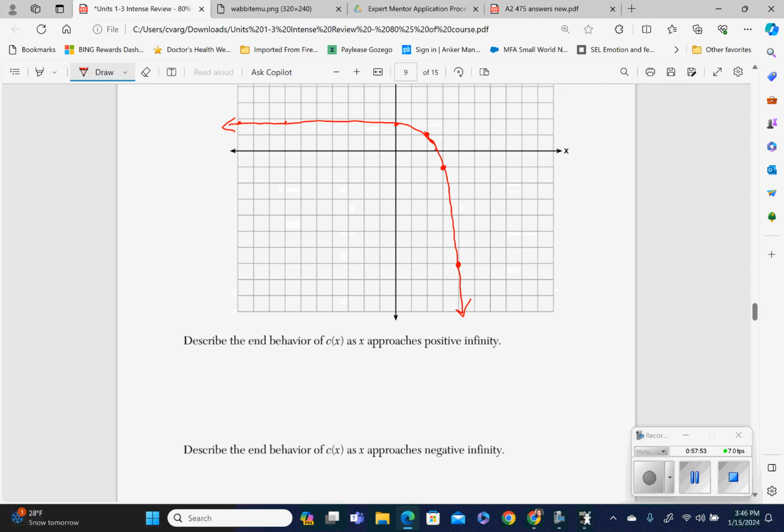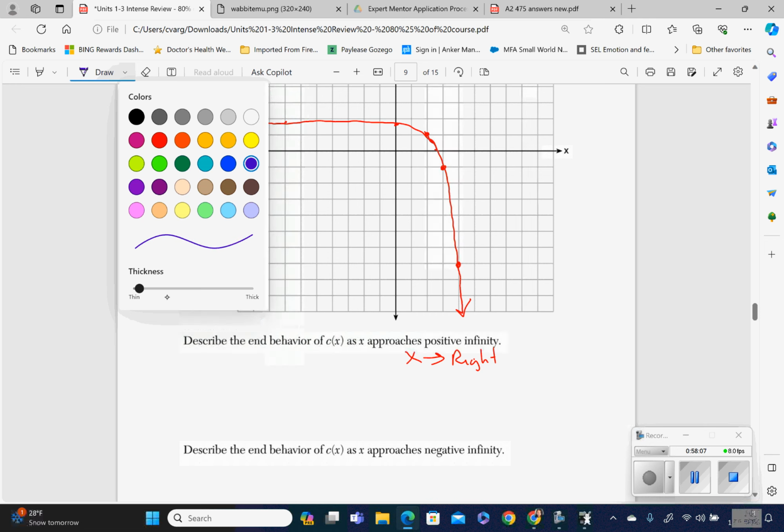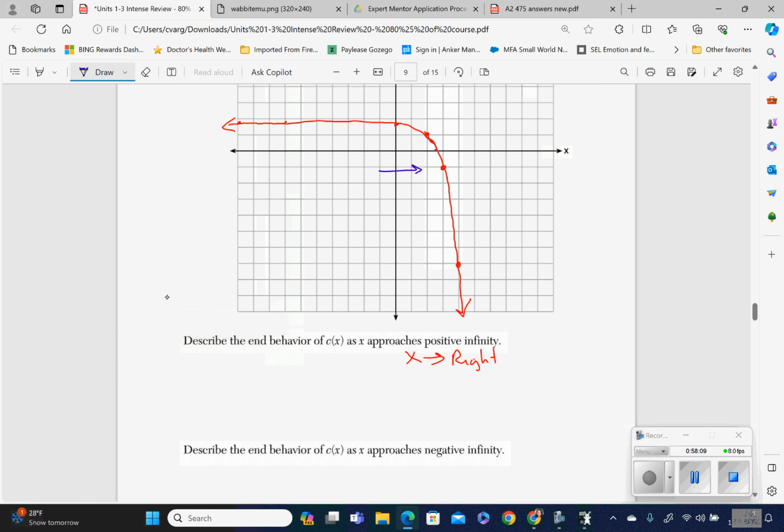So now let's see. Describe the end behavior of c of x, which is a function that we just drew, as x approaches positive infinity. So as we get to the right, what is happening to our y? It's very obvious. As we go to the right, our y is going down. So c of x is going down towards negative infinity. That is what we call down. All the way down here is negative infinity, okay?